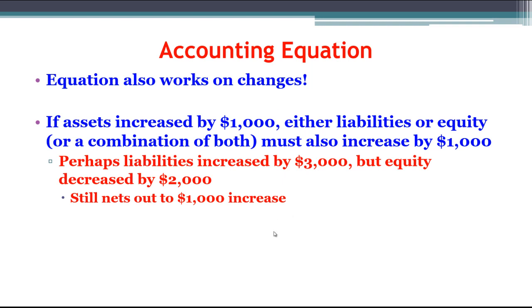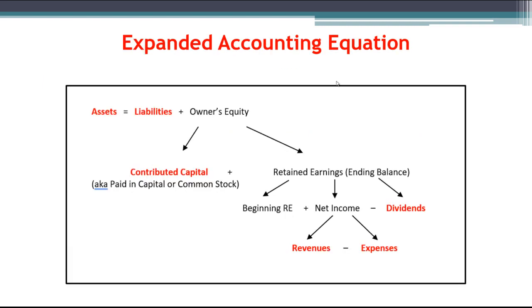So that's an important thing to understand. That happens quite often. Now let's expand that accounting equation a bit. We know we could have several types of assets, several types of liabilities, but when we start talking about equity, we start talking more about components or categories. With owner's equity, our two main categories are contributed capital, also known as paid-in capital, common stock, a lot of different terms for it.